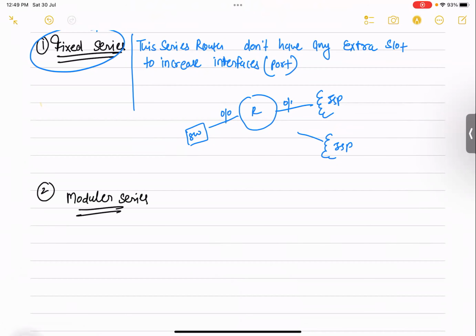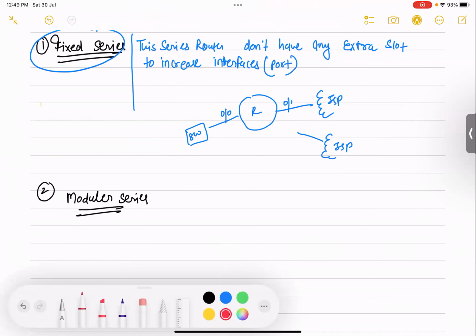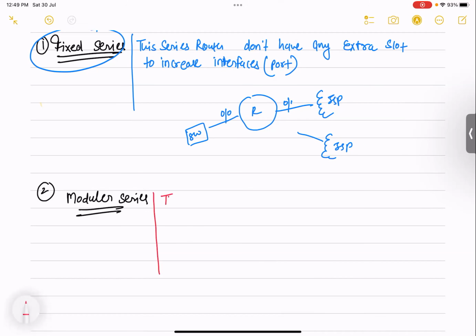Clear? If someone asks what is the meaning of a modular series router, this series router has an extra slot to increase interfaces. Interfaces means ports.